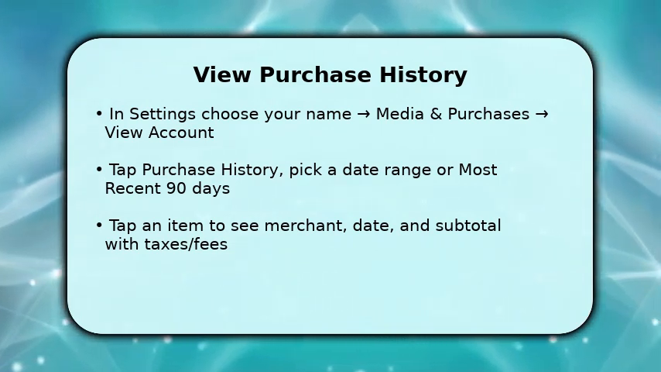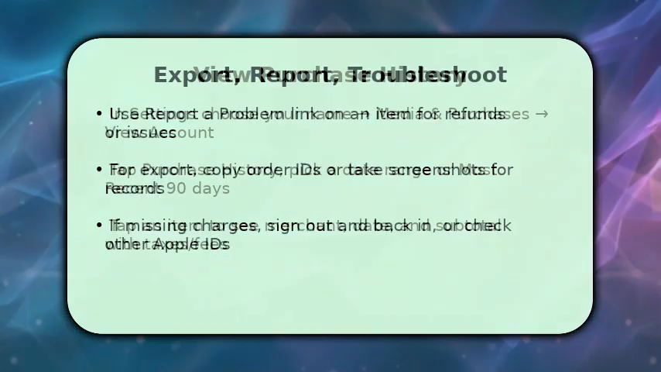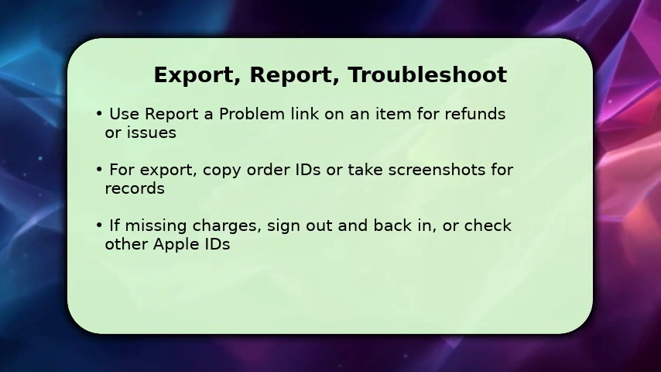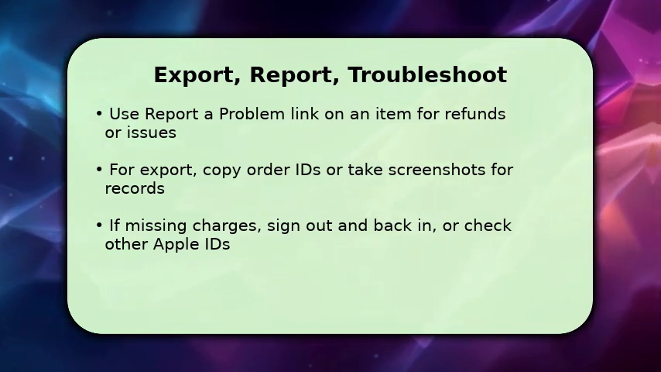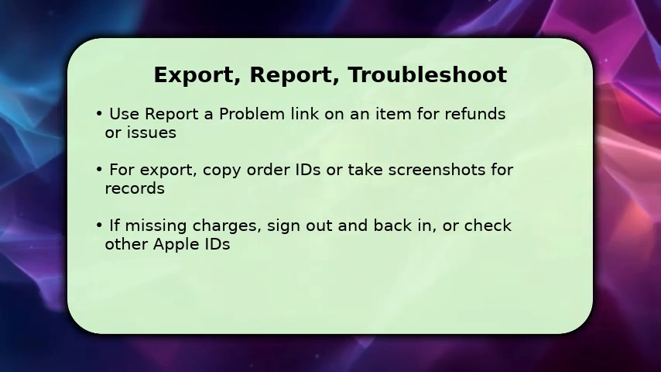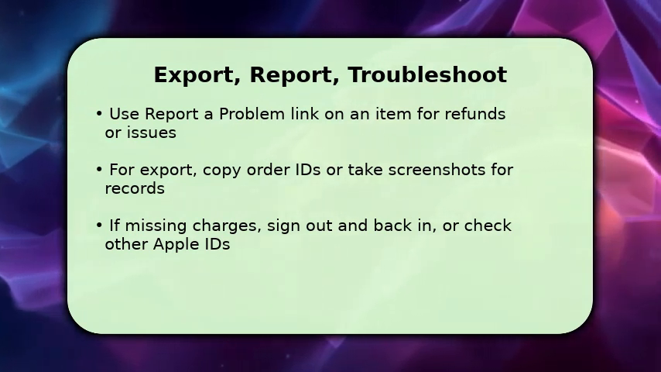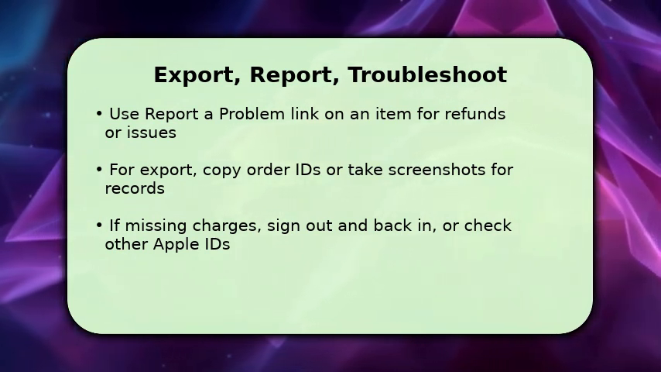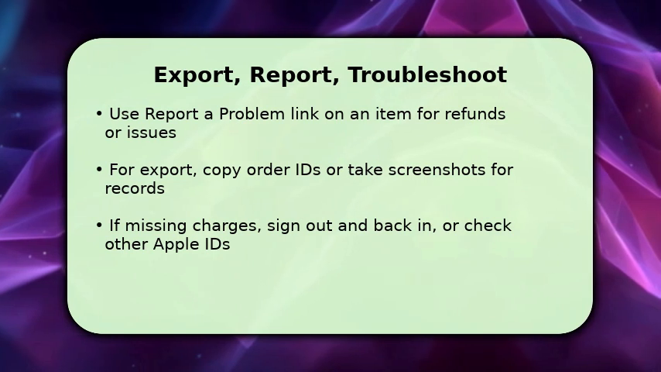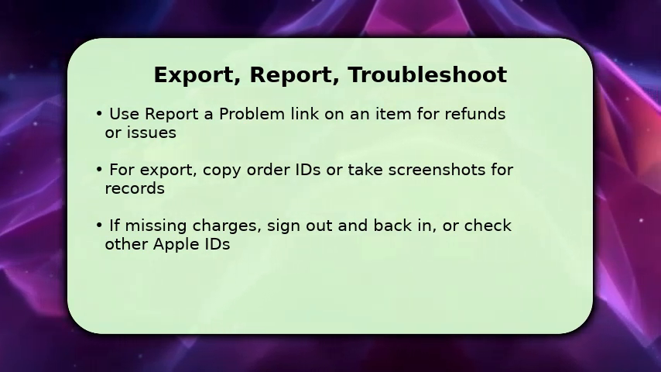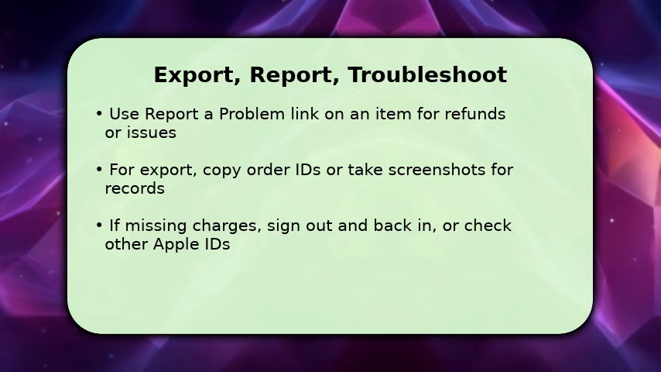You finish by using the Report a Problem link on any transaction that's incorrect. Choose a reason and request a refund or explanation. Once done, export key order IDs by copying them or capture screenshots for bookkeeping. Apple doesn't provide CSV from iOS. If transactions are missing, sign out and sign back in, check other Apple IDs, or review payment method statements to reconcile. If problems persist, contact Apple support with the order ID.